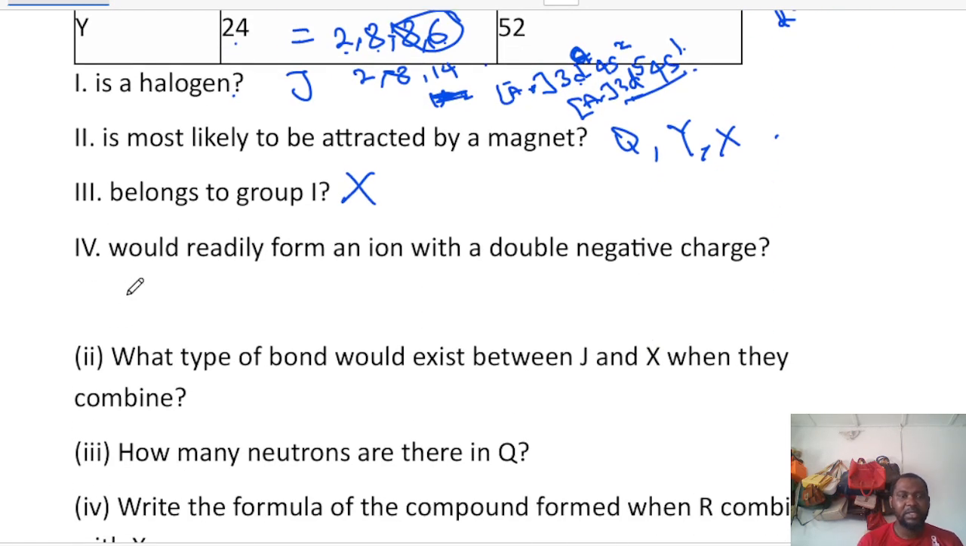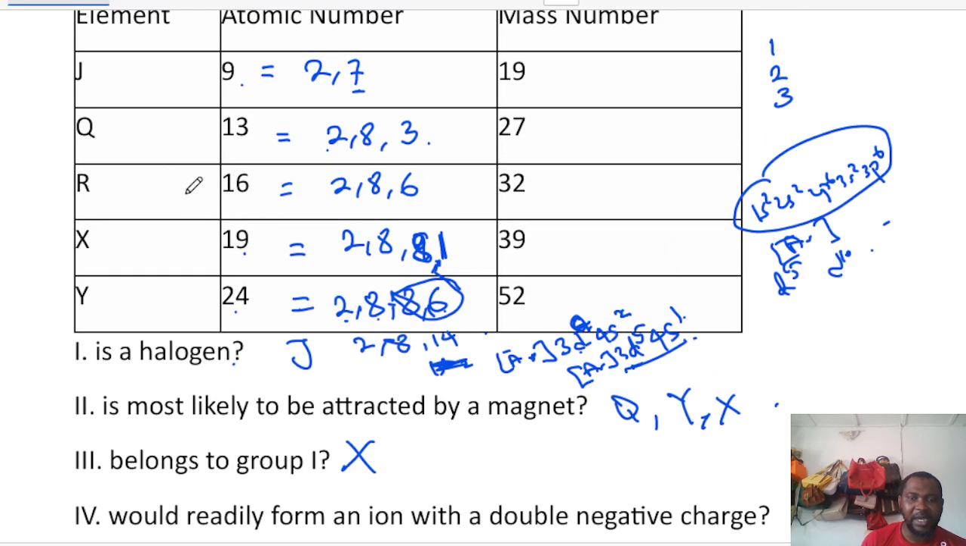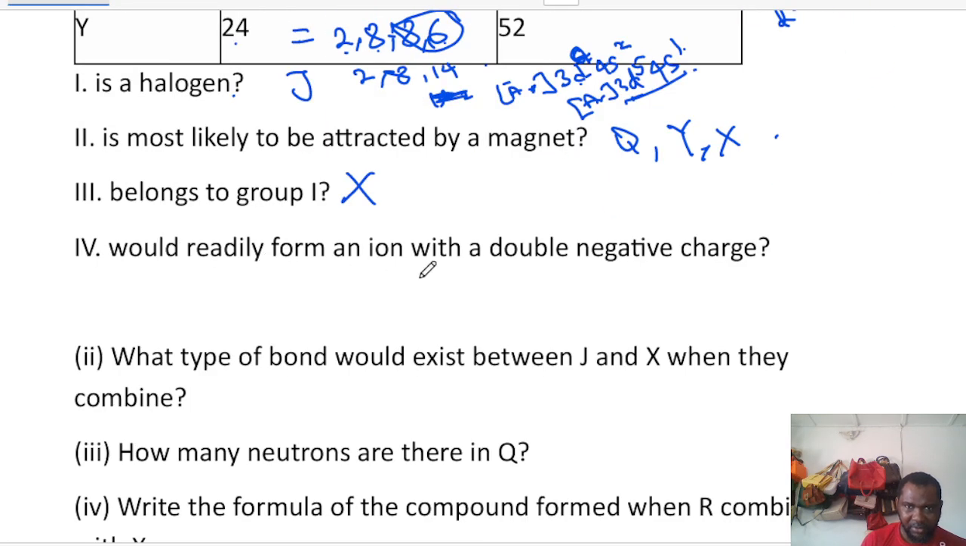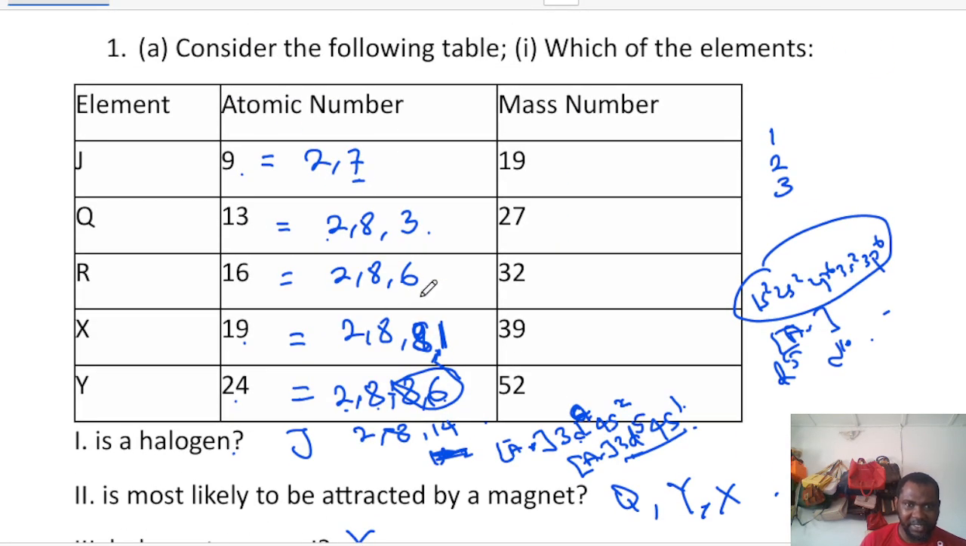Okay, so the next one says would readily form an ion with a doubly negative charge. I think I've already answered that. That one is R. So I'm going to come here and write R because it has 6 valence electrons.